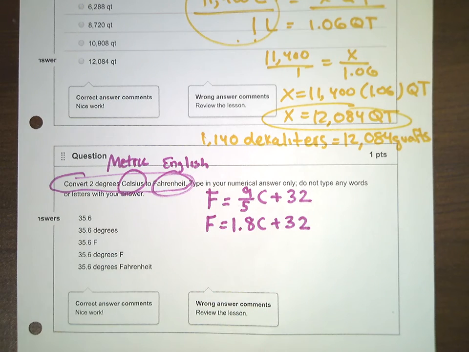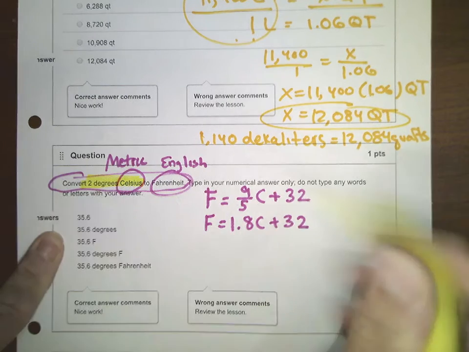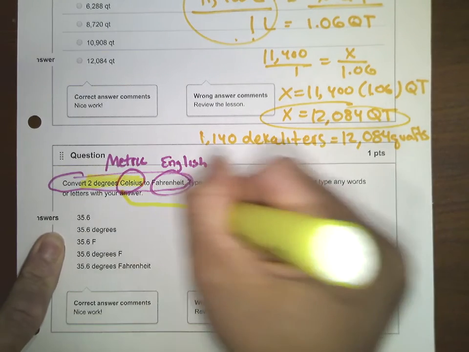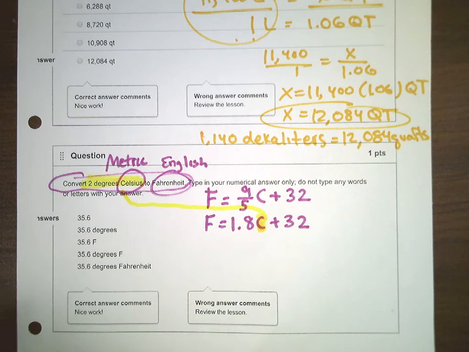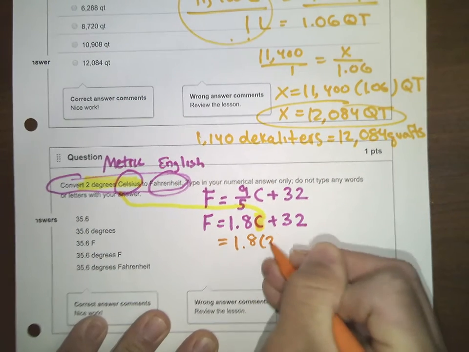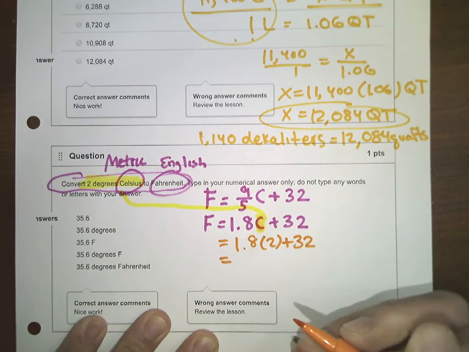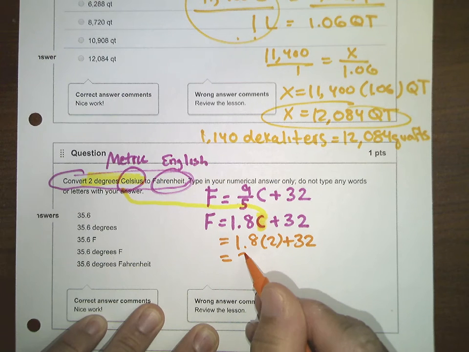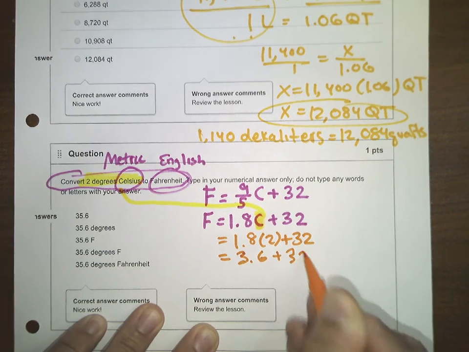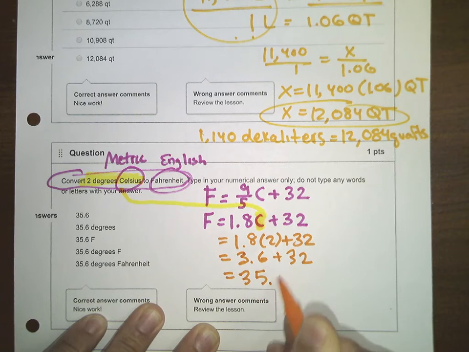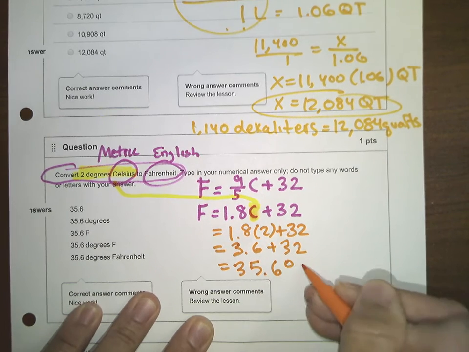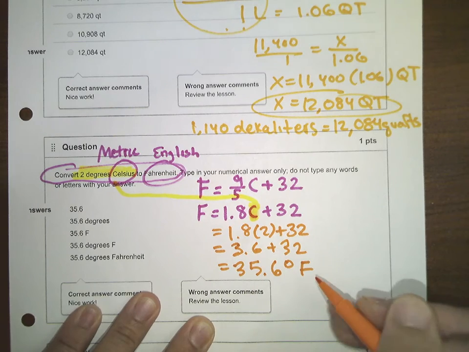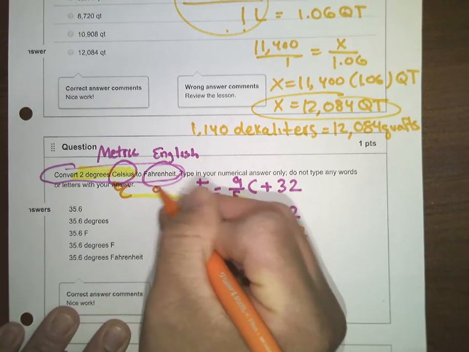Now, you know that you want to convert the 2 degrees Celsius to Fahrenheit. So I'm just going to substitute that 2 in for the number of degrees Celsius to figure out the number of degrees Fahrenheit that this will be. So we have 1.8 times 2 plus 32. And 1.8 times 2 is going to be 3.6 plus 32. So that is 35.6. So this is 35.6 degrees F, or degrees Fahrenheit. So C is for Celsius and F is for Fahrenheit.